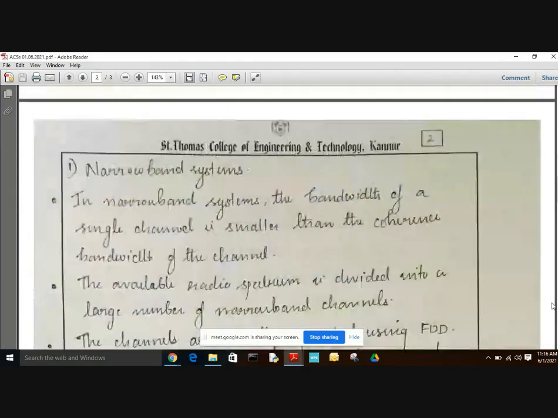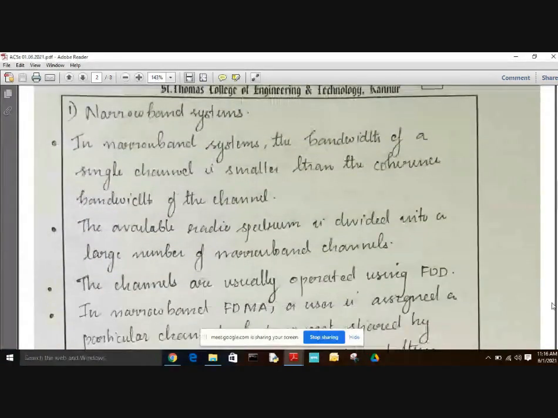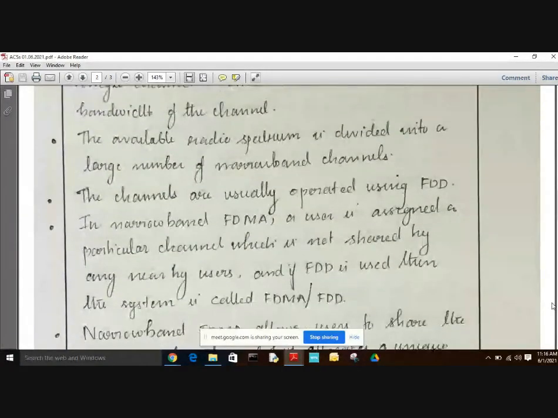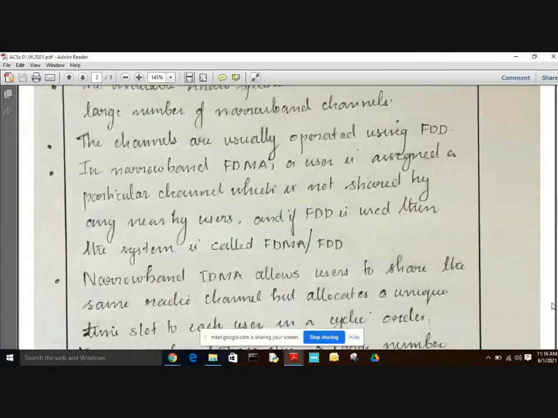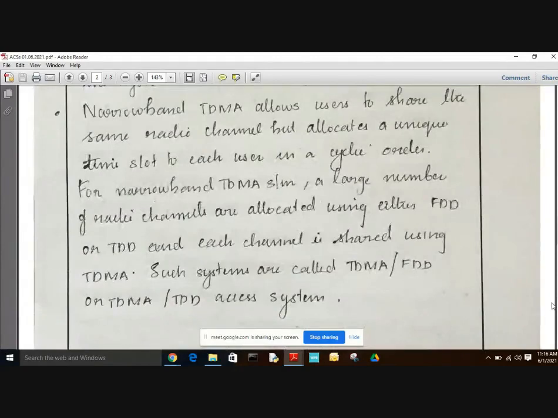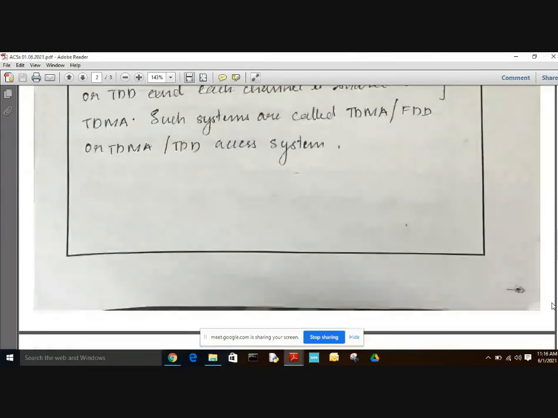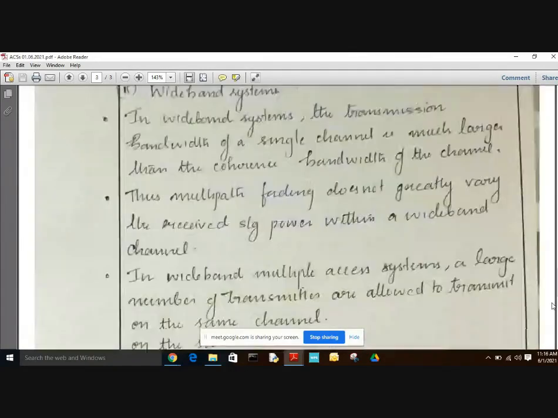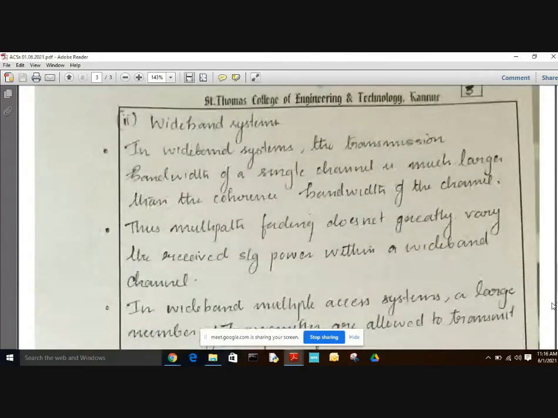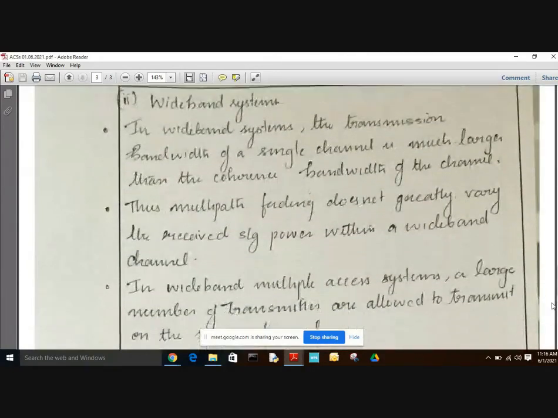So in a narrowband system, the user is assigned a particular channel which is not shared by any other user. And in TDMA, one particular time slot is used, or in one particular time slot a channel is shared by the user, and this time slot is unique for the user. And in CDMA, the channel is allocated, that is in a wideband system.